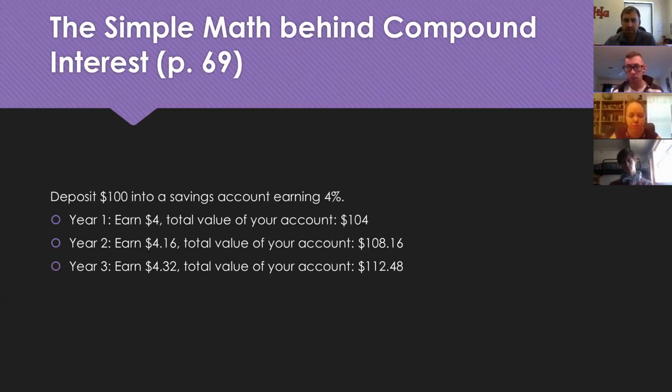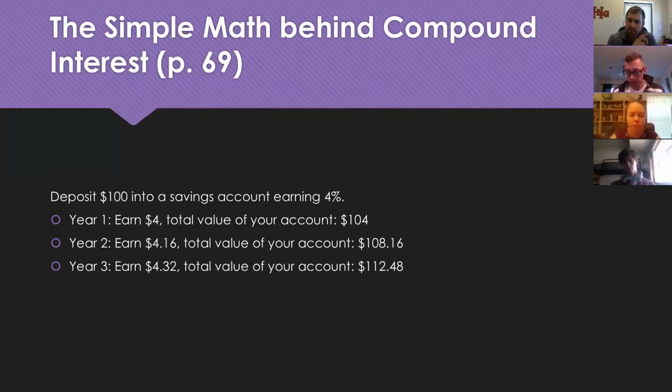And in year 2, you would earn not only money on that $100, which is, again, that term principal we use, but you would also earn it on the interest you earned the year before. So you would actually earn $4.16 that next year, totaling $108.16.